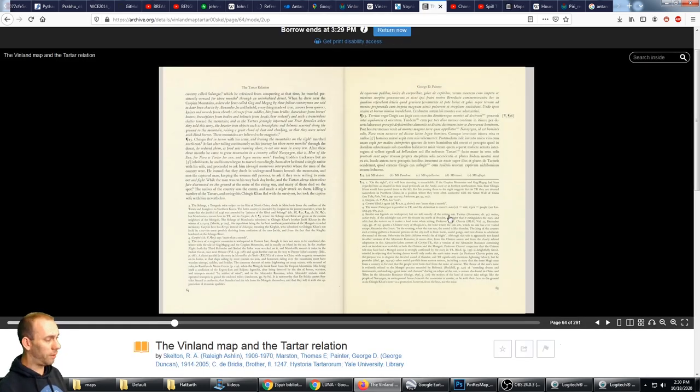Now switching over to a very interesting book called The Vinland Map and the Tartar Relation.